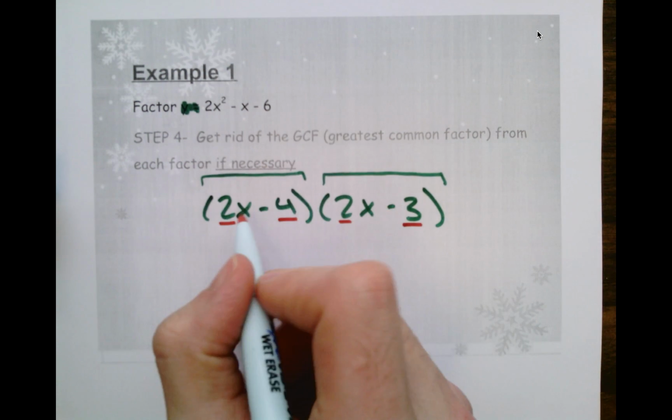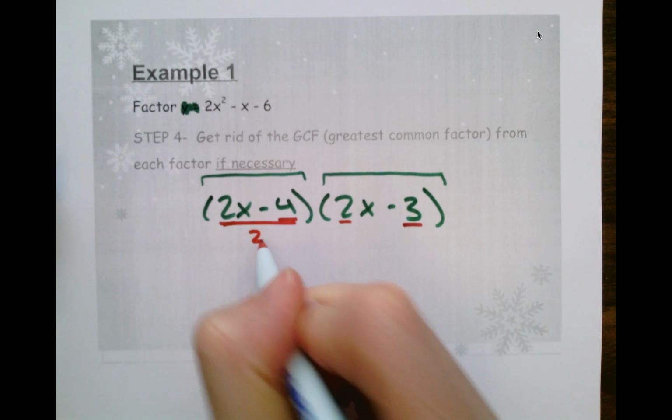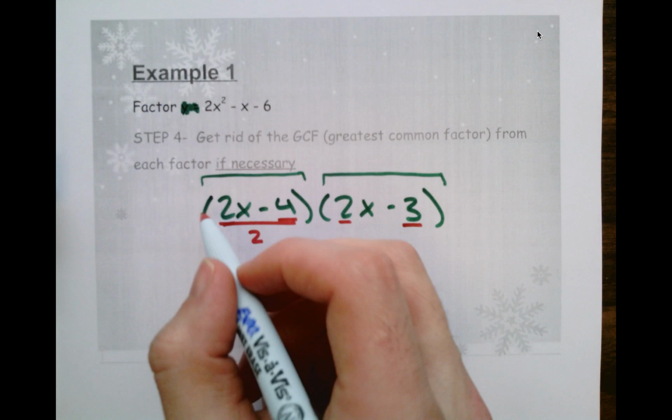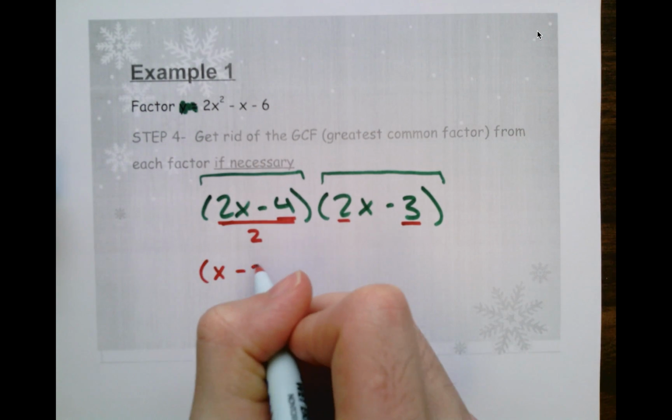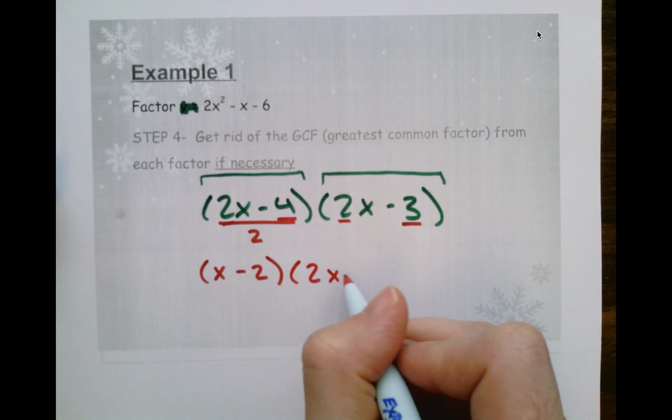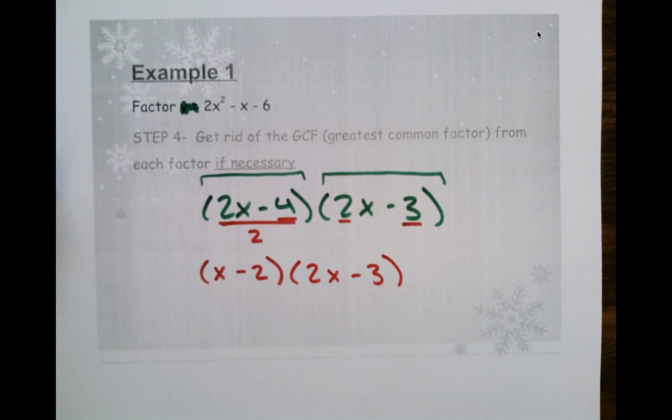But on this left binomial there is. If I look at the 2 and the 4, I could divide each of these by 2. And if I go through and actually do that, I would end up with x minus 2, if I divide each of these terms by 2. This right-hand binomial, there's nothing that I could divide out. No GCF here. And that's really the last step for this factoring.